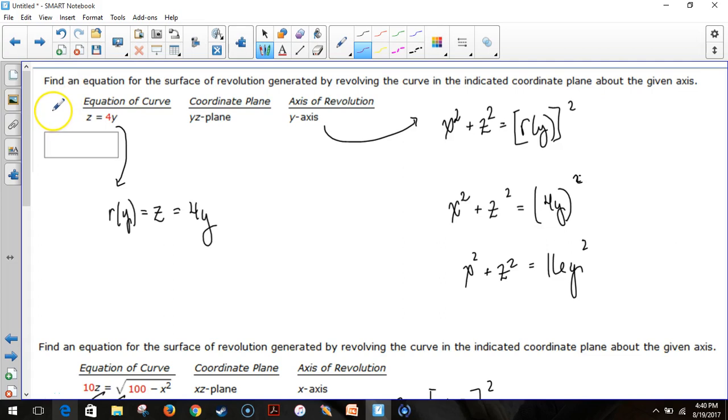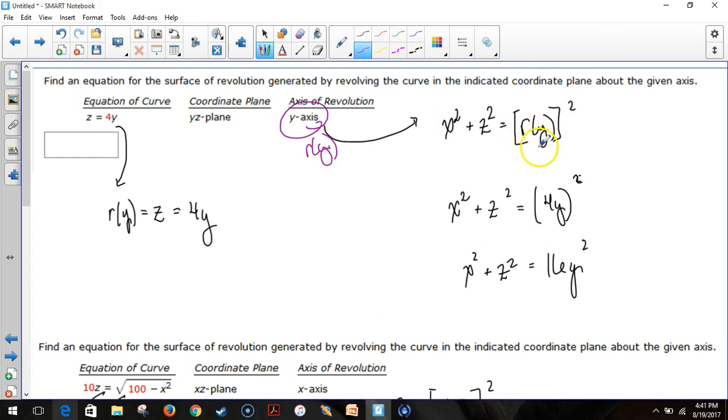Z is equal to 4y. I'm in the YZ plane, right, because I got Z and Y. I want to go around the Y-axis. So the axis of revolution, that's what's going to be the R. So I want to have the radius go around that y-axis. So I have x squared plus z squared equal to the radius y, right? R of y, that squared.